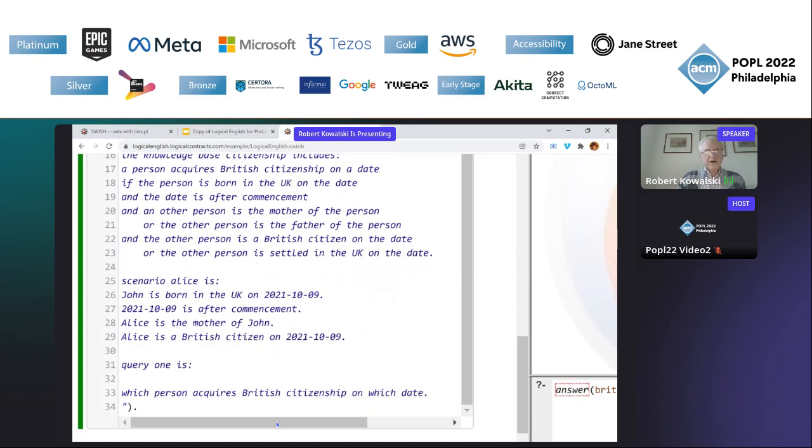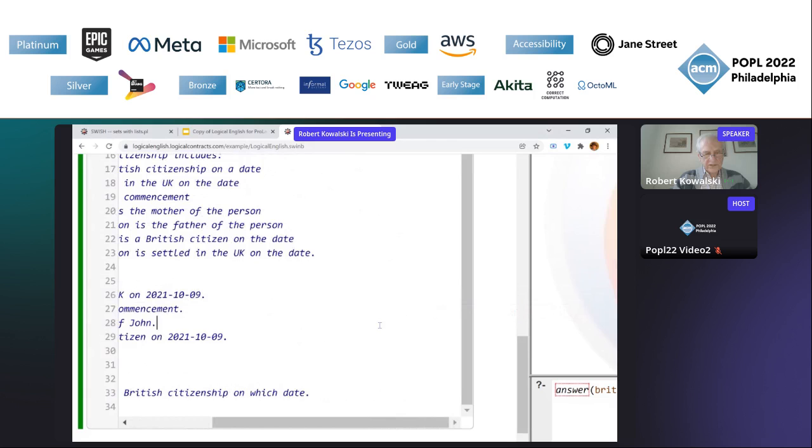So suppose we now ask the question: which person, rather. You see, we don't want to say who, what, where, when. We want to have a uniform standardized syntax. And that standardized syntax uses a single word, which, in the same way that we use a standardized syntax for quantifying variables using a and the. So which person acquires British citizenship on which date?